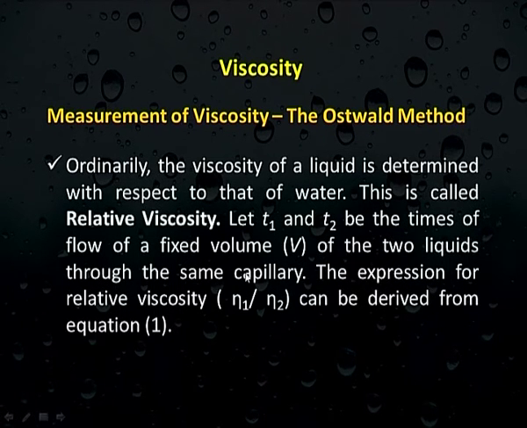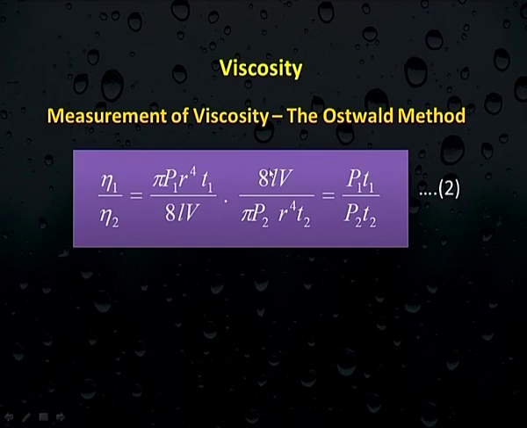Generally, the viscosity of any liquid is determined with respect to the viscosity of water, and that is why it is called relative viscosity. Now, suppose T1 and T2 are the times of flow of a fixed volume V of the two liquids through the same capillary, because we are taking the same apparatus here. The expression for the relative viscosity eta 1 upon eta 2 becomes like that.